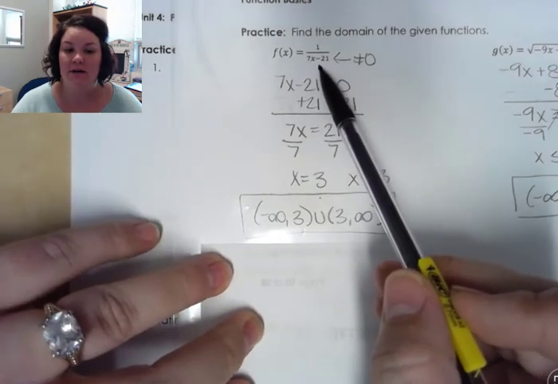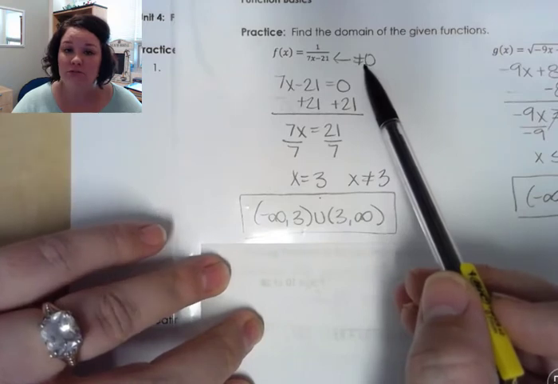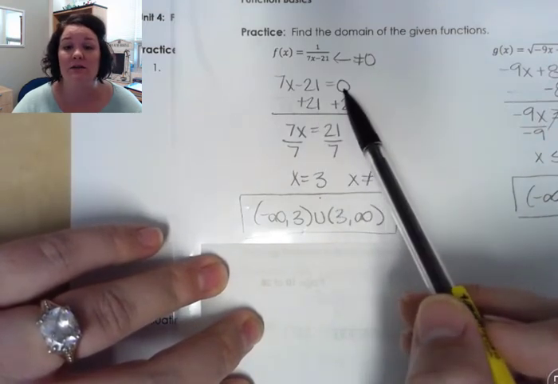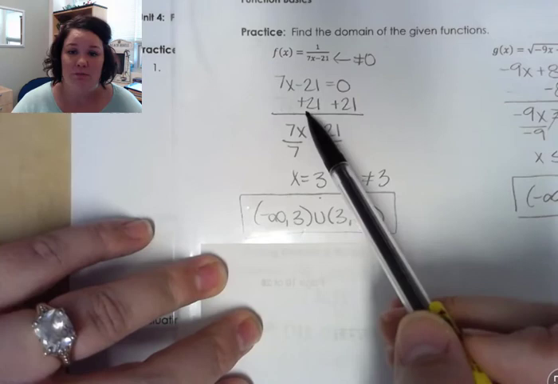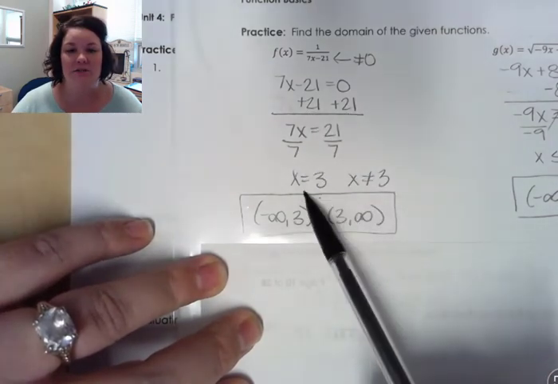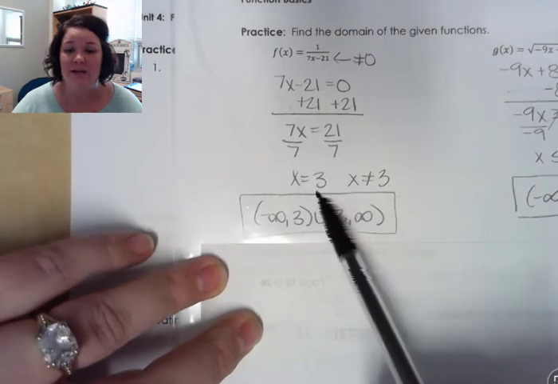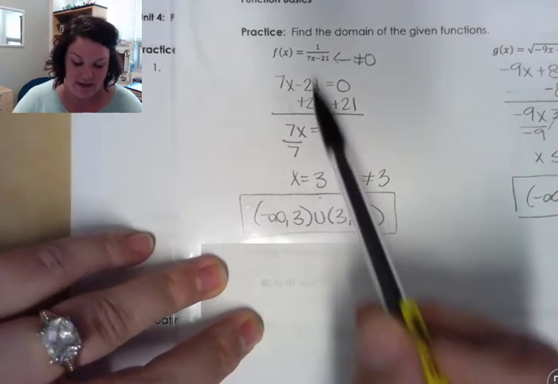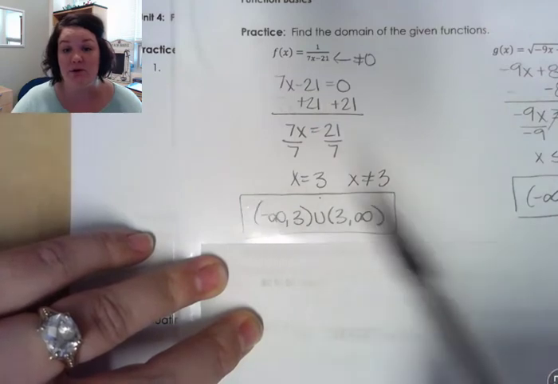So we know our denominator cannot equal 0, so we just set our denominator equal to 0 to see what would cause it to be 0. We move our 21 over, divide off our 7, and we get x equals 3. So what that tells me is that I can't use 3, because if I were to plug 3 into this denominator, it would cause it to be 0.